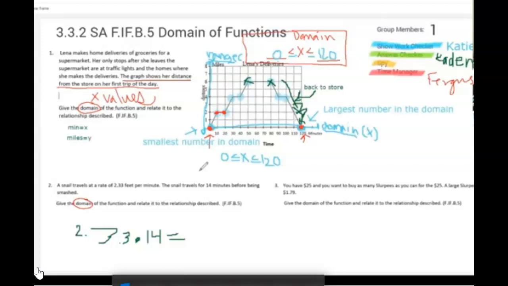I don't know how to say that word. I know it starts with a D though. Katie, how do we say the D word? Domain. Thank you. That would be 32.62.